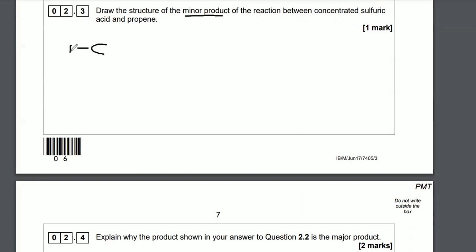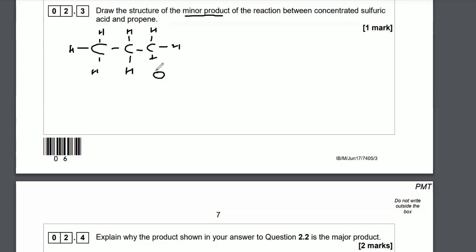2.3, draw the structure of the minor product of the reaction between concentrated sulfuric acid and propene. So we've kind of just done that. We really want to just draw the minor product. So that's the one which has the ethyl group instead of the 2 methyl groups. So we're going to sketch that out here.